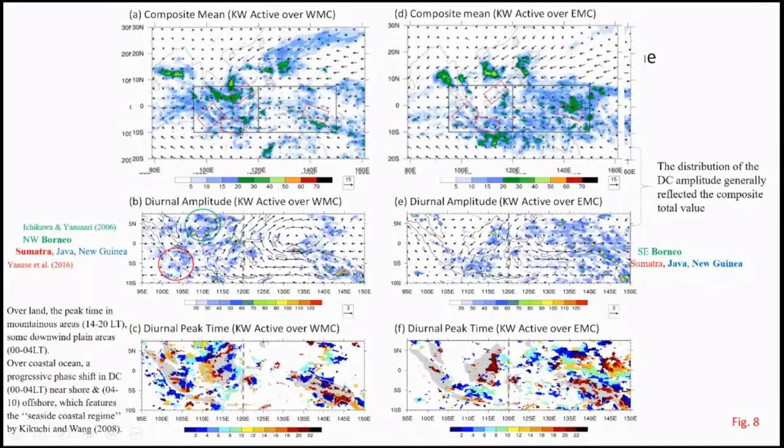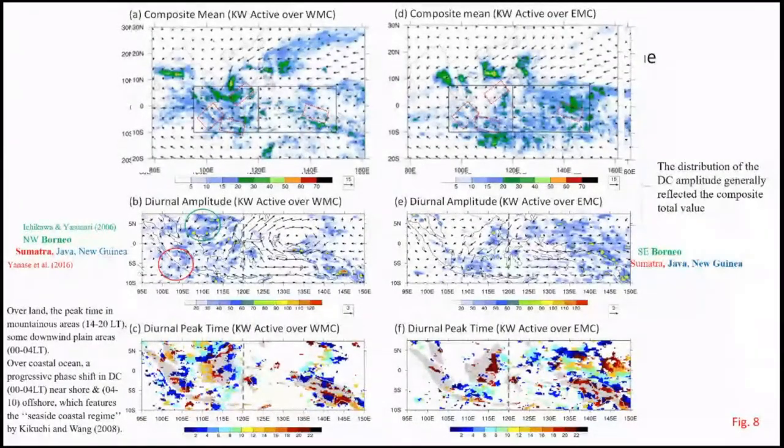People have noted that this kind of propagation off the coast may be related to the prevailing wind, offshore or onshore wind. And the timing of the diurnal cycle, in the bottom part, shows that for example, in the Borneo area, the warm color indicates late evening, and then the blue color shows early morning. So there's clear propagation out toward the sea. So this is a kind of specific modulation by Kelvin waves.